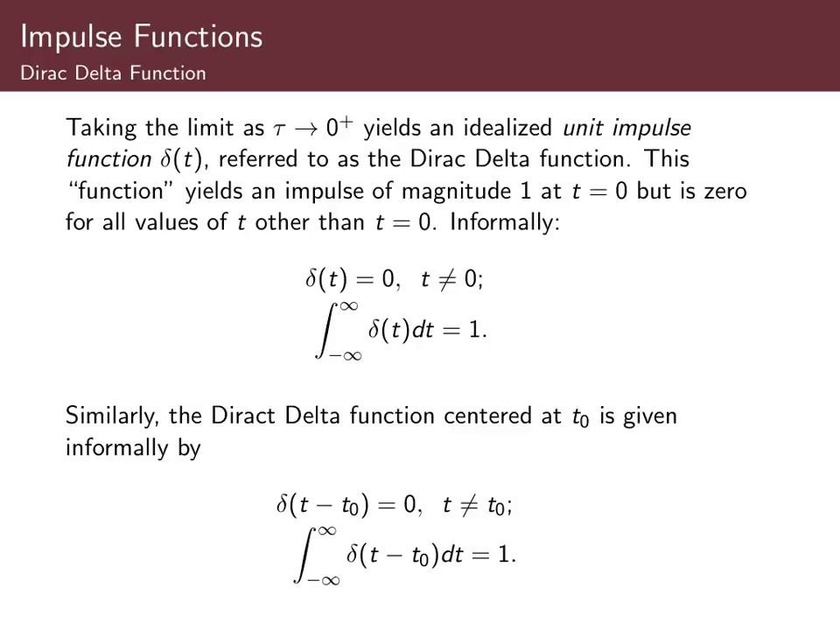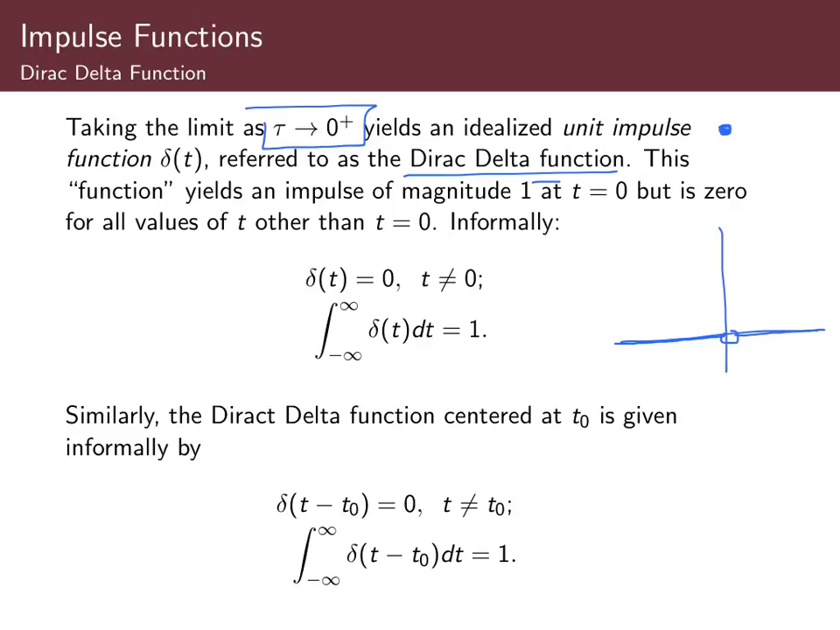To model this idea of a strict impulse at the point 0 and nothing anywhere else, we take the limit as tau goes to 0, yielding this idea of infinite mass there, but 0 everywhere else. This is called the unit impulse function, which is called the Dirac delta function in applied mathematics.